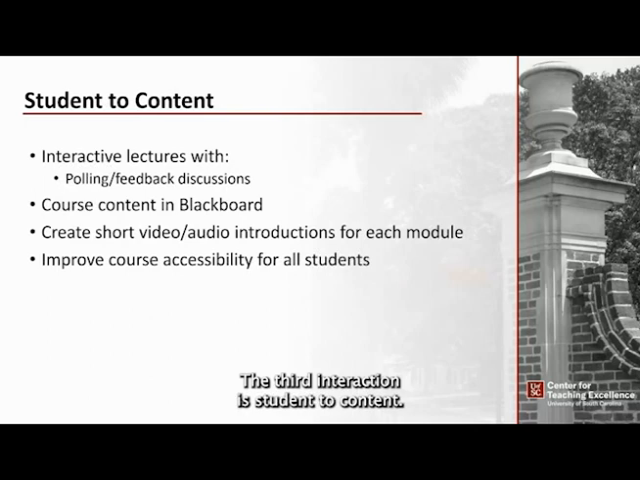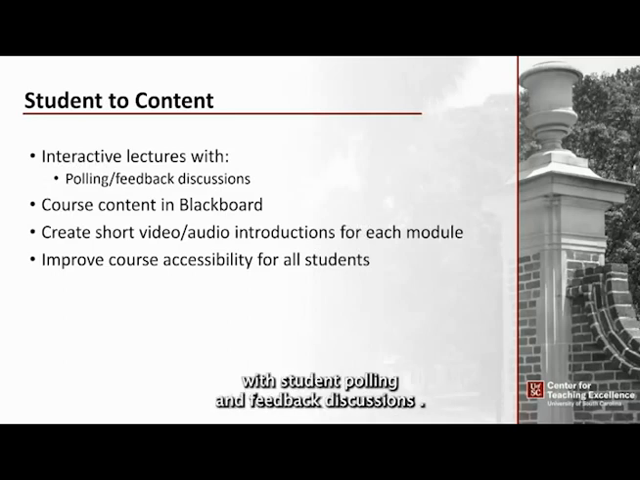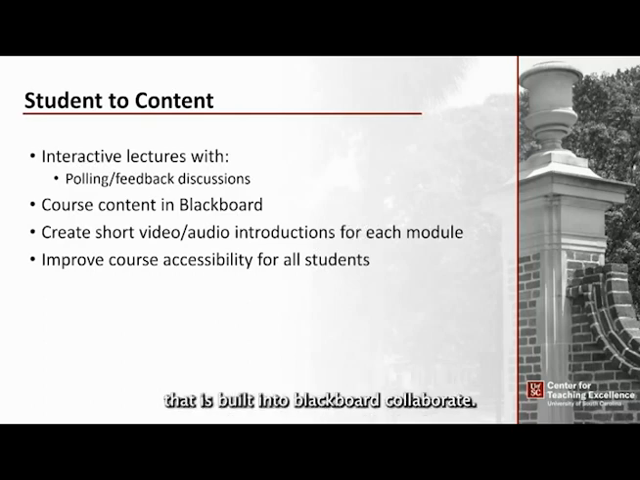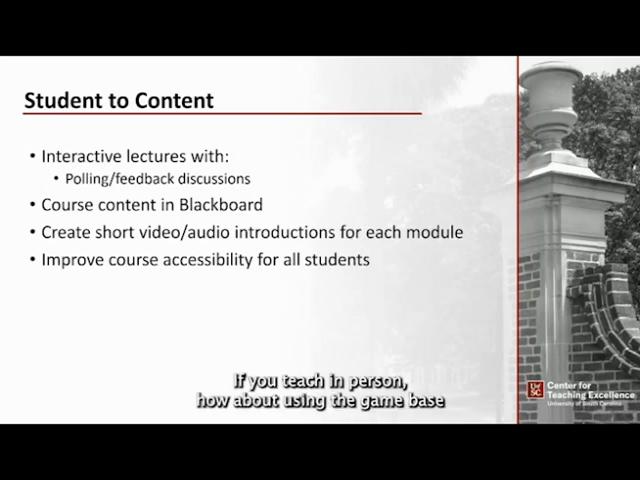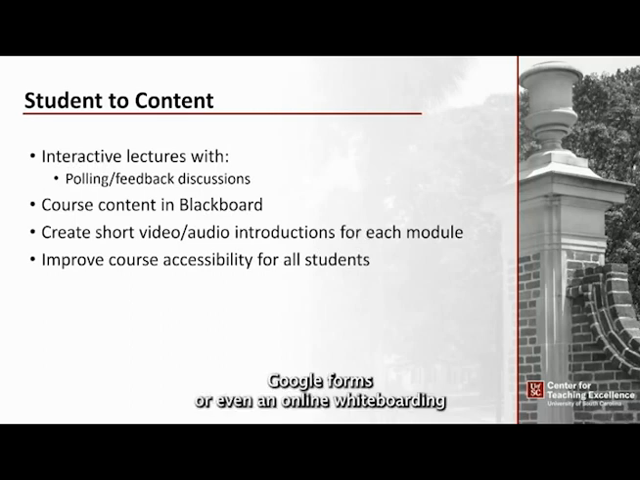The third interaction is student to content. There are several strategies for student to content interactions that can help build community, including interactive lectures with student polling and feedback discussions. If you teach synchronously online, you can use the polling feature that is built into Blackboard Collaborate. If you teach in person, how about using the game-based tool called Kahoot or iClickers, Poll Everywhere, Google Forms, or even an online whiteboarding tool called Padlet?